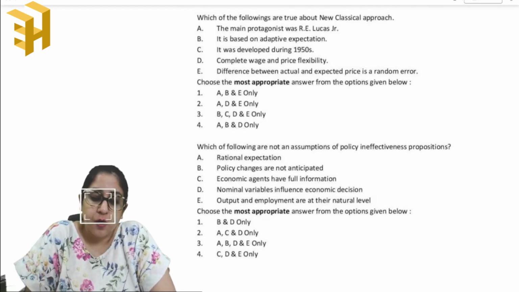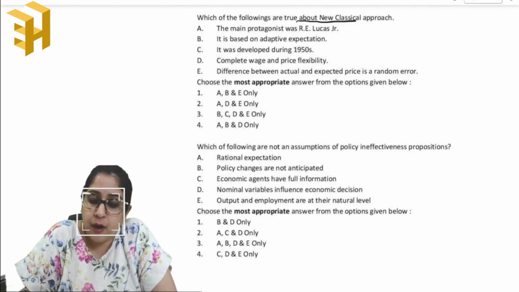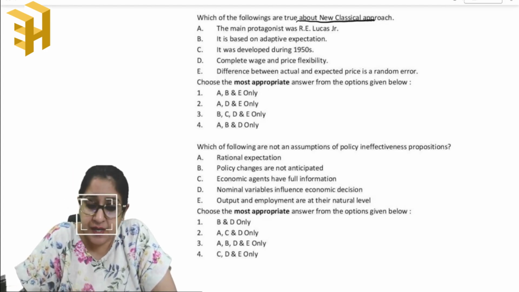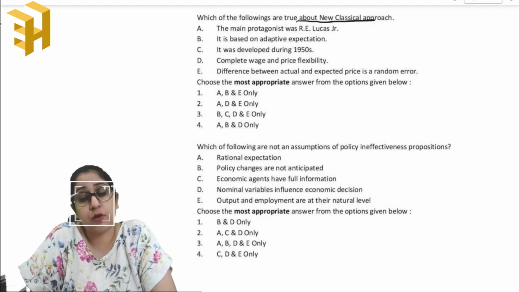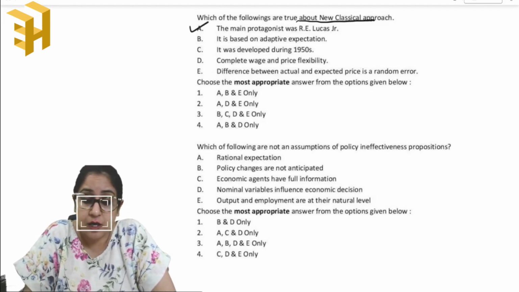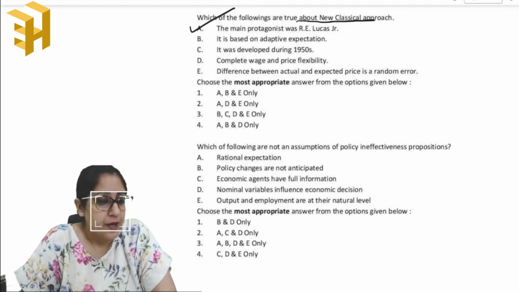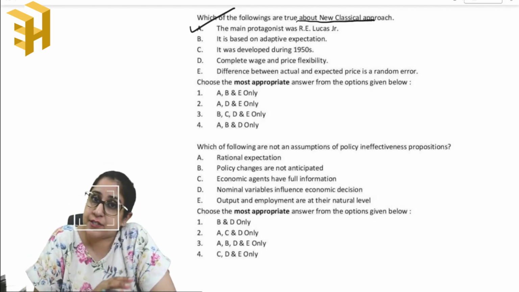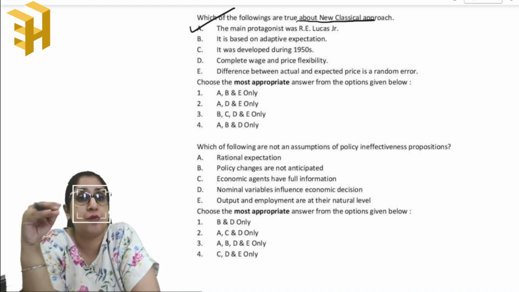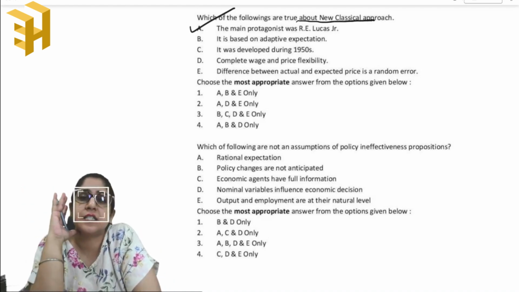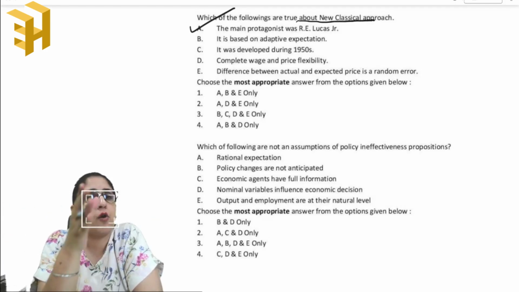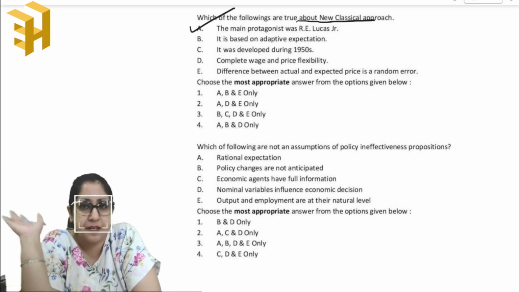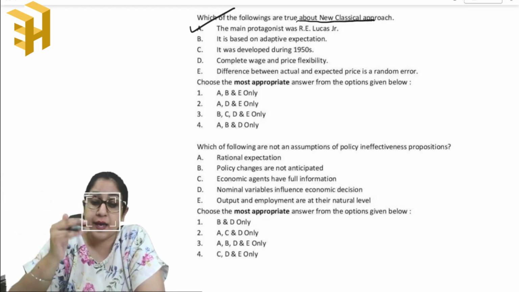Next question. Which of the following are true about the new classical approach? First is that the main protagonist was R.E. Lucas Jr. Yes, he gave the Lucas critique. This is true, right? His critique was based on rational expectations: if people are able to clearly and correctly anticipate what a policy would result in, then that policy will be ineffective. Okay, so A is true.